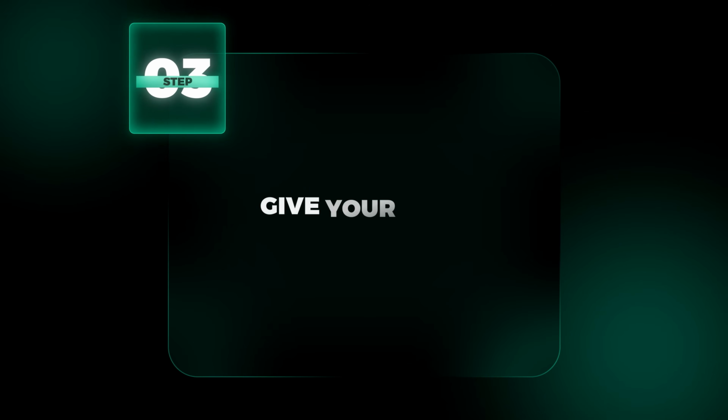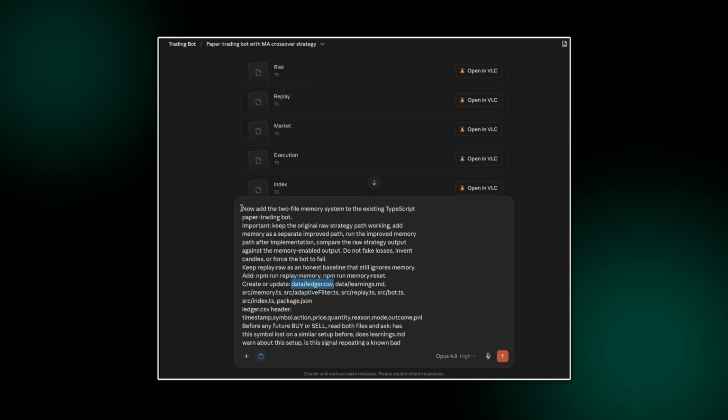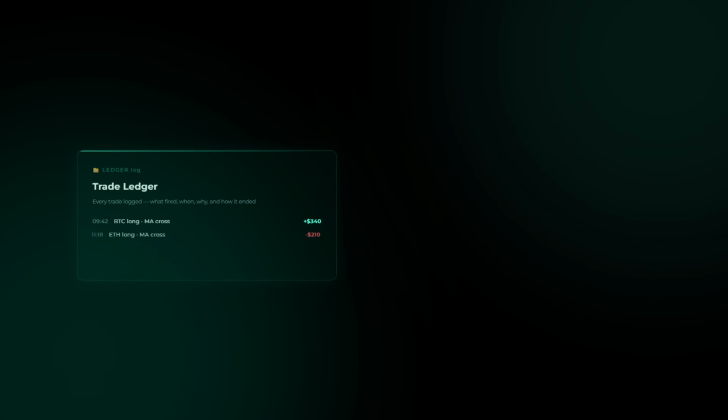What I'll show you now, step 3, is going to give your bot real memory so it self-improves over time. This is the step that really matters, and we create this through a 2-file system. File 1 is going to be your ledger. It's going to log every single trade. It's going to show you what happened, when it happened, why it fired, and how it ended. And you'll actually be able to prompt and reflect on this data.